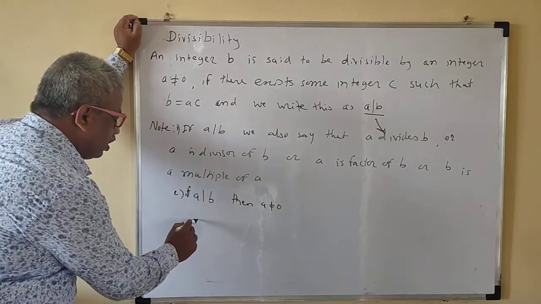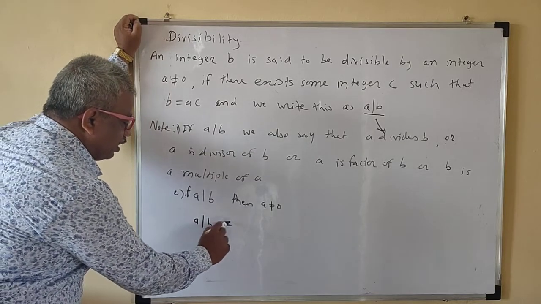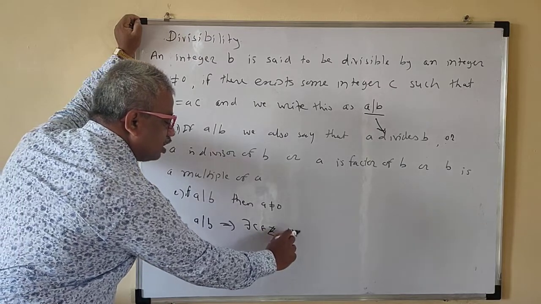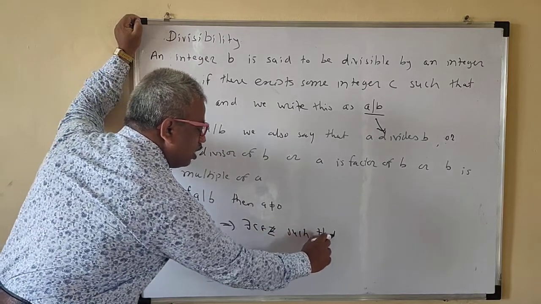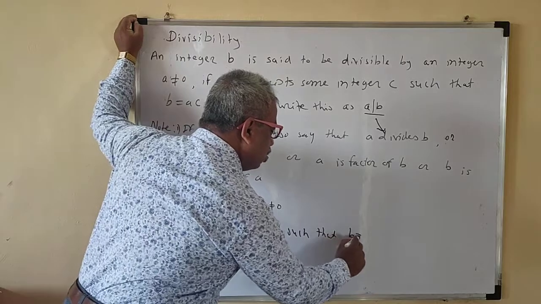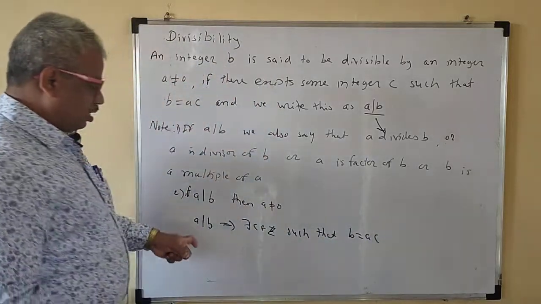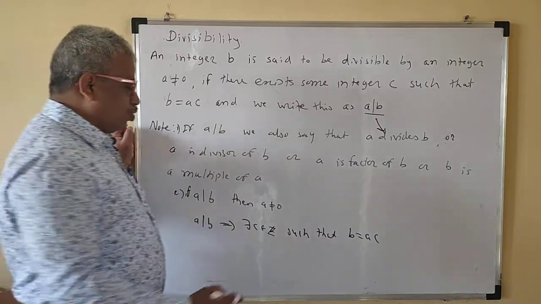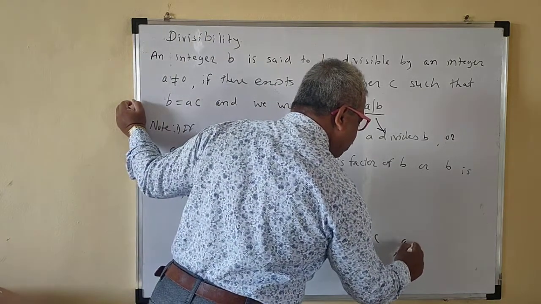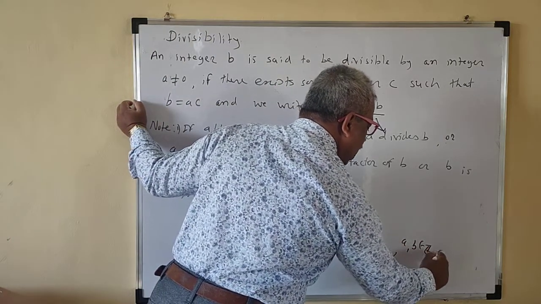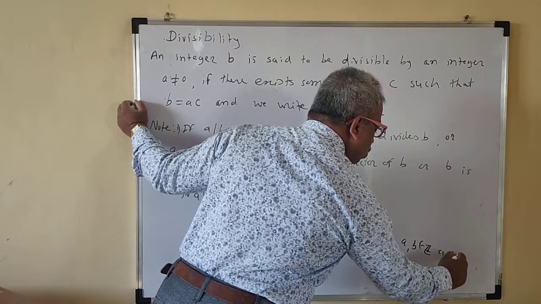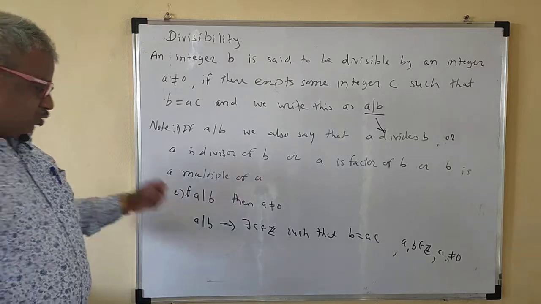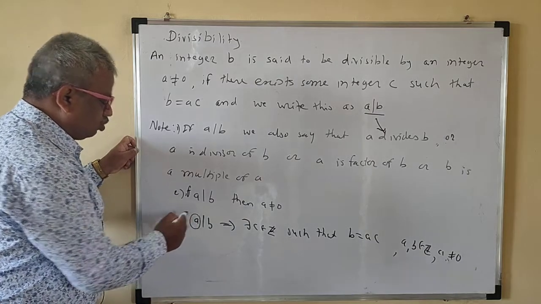So what is the definition? a divides b implies that there exists c belonging to Z such that b is equal to ac. This is a simple definition. Note that a and b are both integers and a is not equal to 0. So a should not be 0.